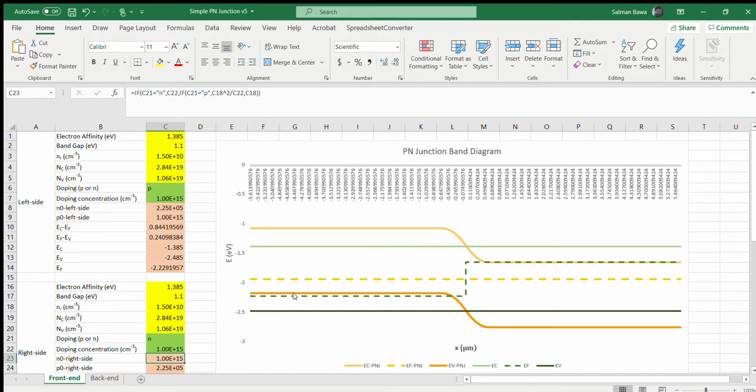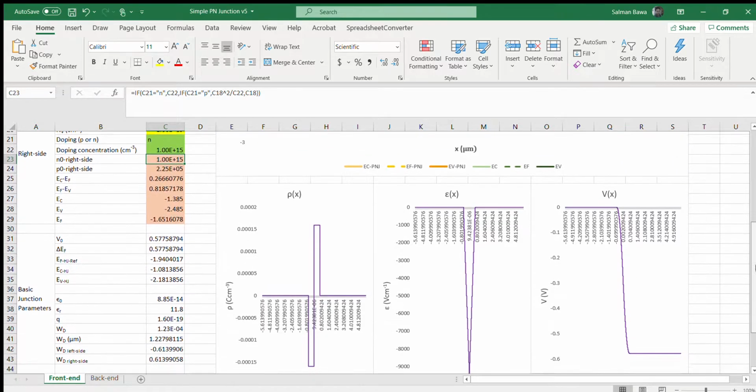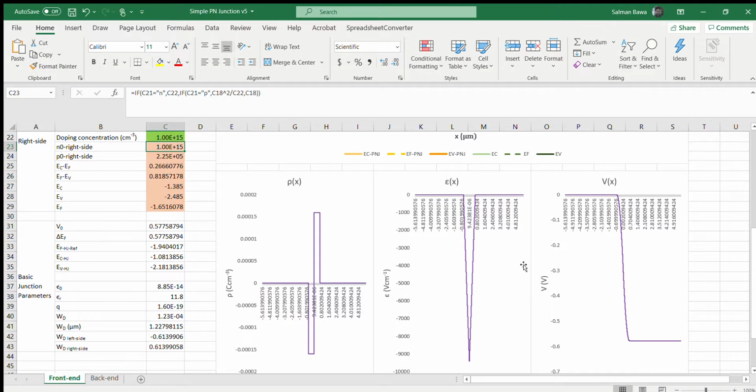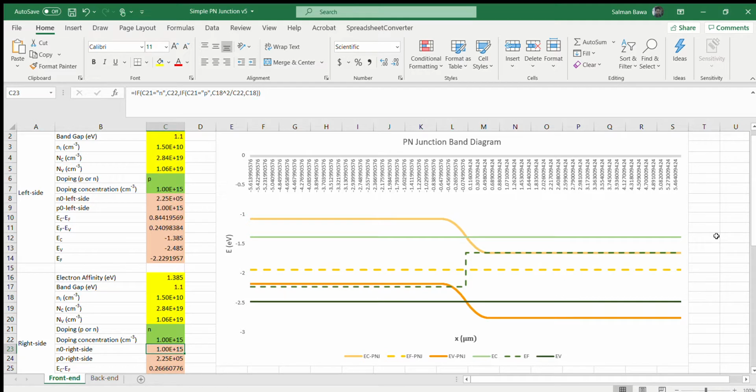First, let's look at the green one, where the EF on the left side is closer to the EV, and the EF on the right side is closer to EC. So this is p-type and this is n-type. In this case, the charge density signs would have been reversed, and so the electric field is now negative, and so the potential is dropping, and that's what we see in the band diagram as well, where at the junction the energy levels are gradually dropping.